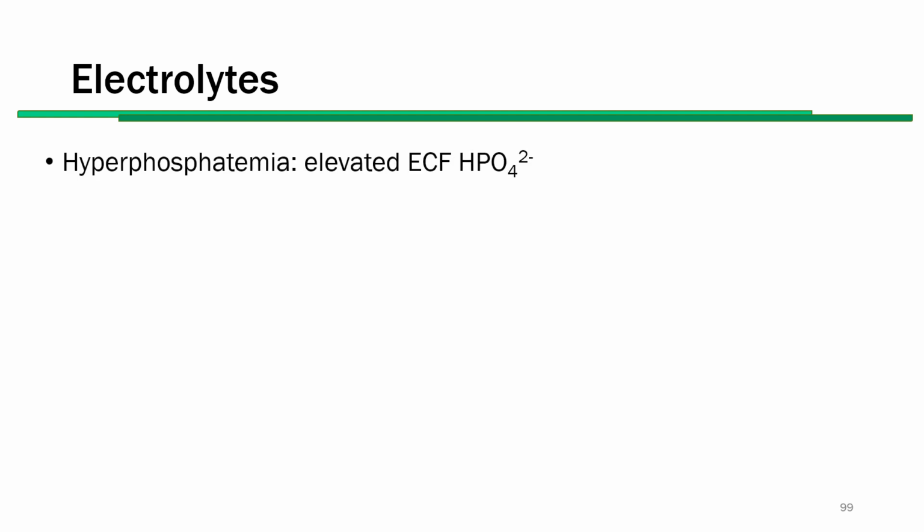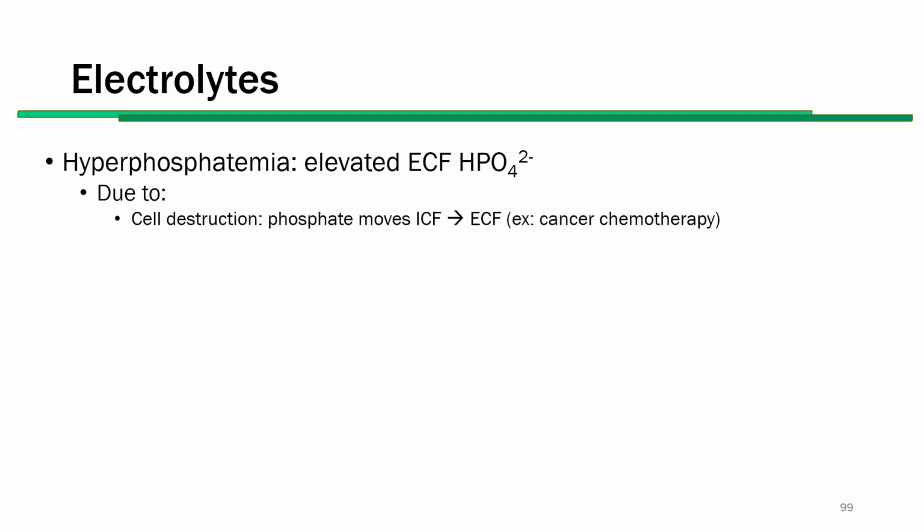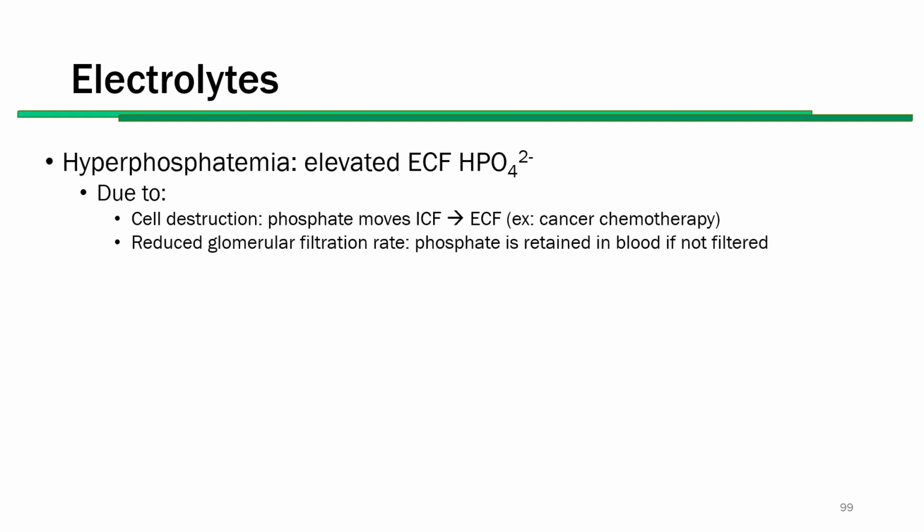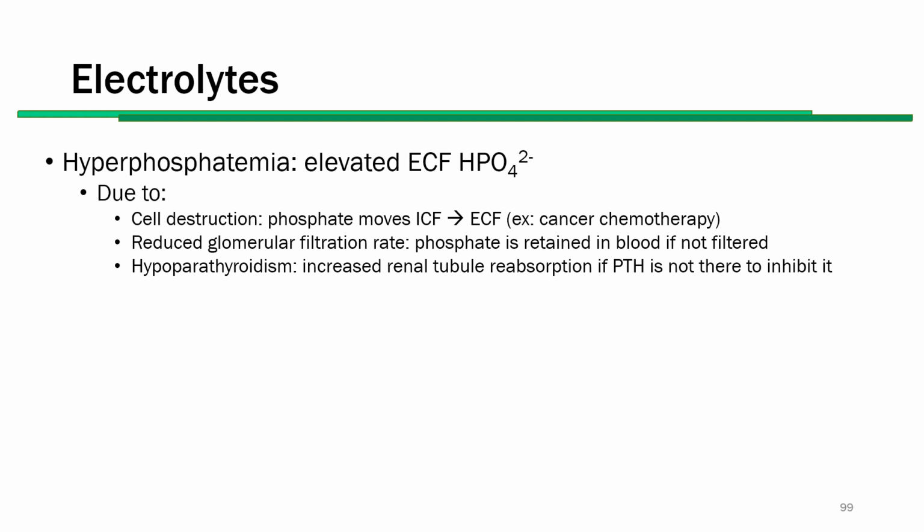Hyperphosphatemia is elevated extracellular phosphate. It can be due to cell destruction. Phosphate is more of an intracellular thing. If it moves from intracellular to extracellular, for example, with any cell destruction, such as cancer chemotherapy, then that can move that phosphate out and increase it in the extracellular fluid. If there's a reduced glomerular filtration rate, phosphate's filtered at the glomerular capillaries, and so it can be retained in blood if it's not filtered. If there's hypoparathyroidism, so a lower parathyroid gland, then if the parathyroid hormone is not there to inhibit the reabsorption, it can be increased in the renal tubule, the reabsorption, and increase in the blood.